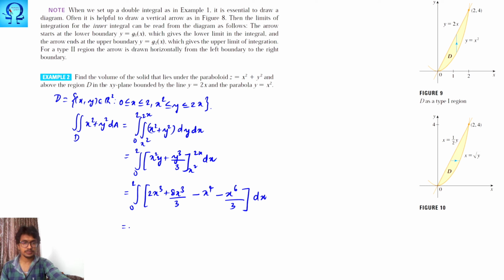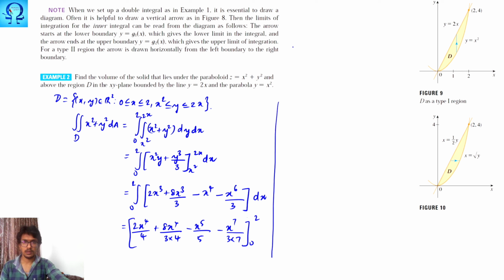When you integrate with respect to x, you are going to get 2x power 4 upon 4 plus 8x power 4 upon 3 multiplied with 4, minus x power, sorry, actually x power 7 upon 3 times 7, over this limit. So this would give you, actually 2 and 4 get cancelled, 8 and 4 get cancelled, that's it.